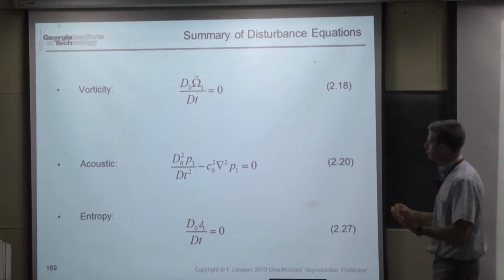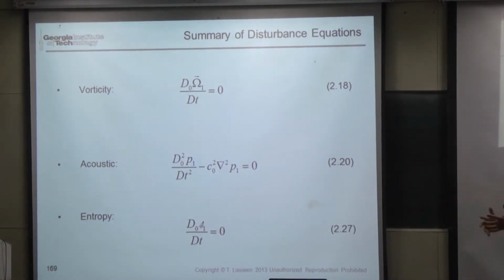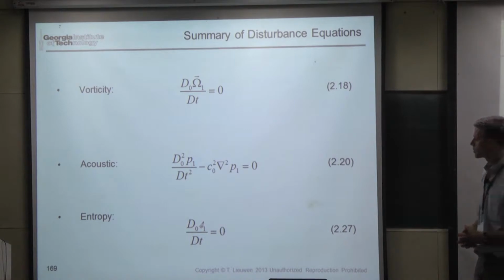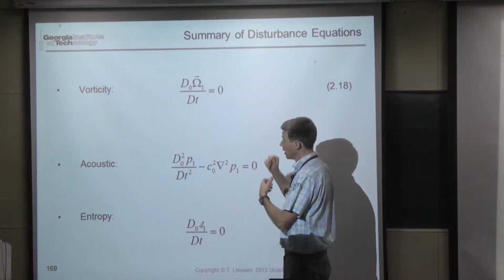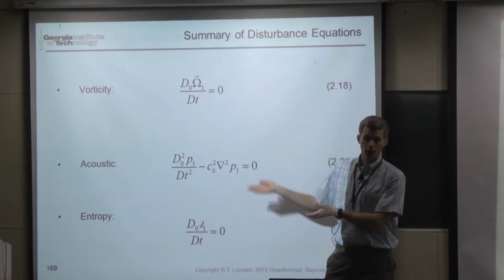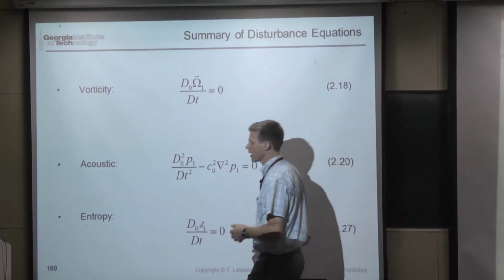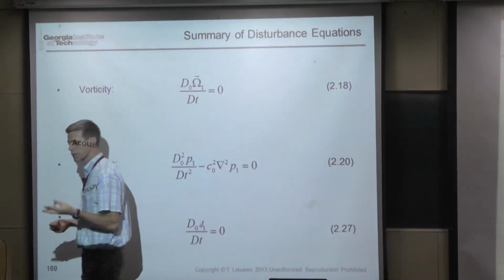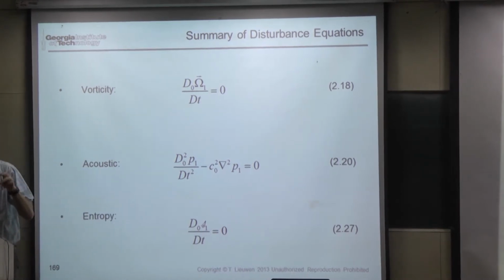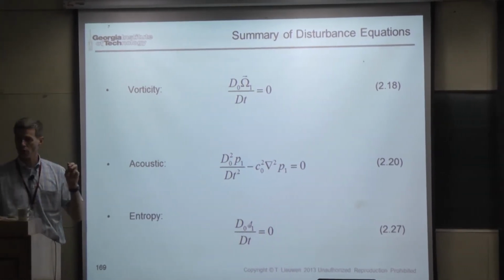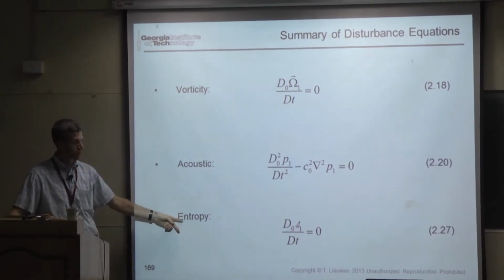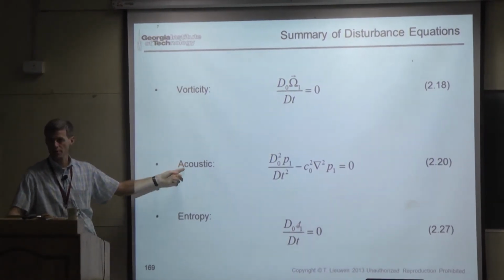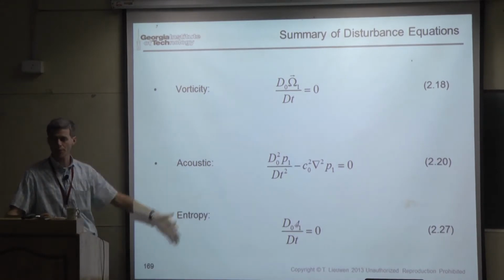So bottom line, you take the linearized Navier-Stokes equations and add the linearized energy equation, and you can recast them as these three equations. There's a reason that I'm recasting them in these three equations, because what I'm going to show you is that these three canonical disturbance modes are vorticity disturbances, entropy disturbances, and acoustic disturbances, which is why I'm writing them this way.